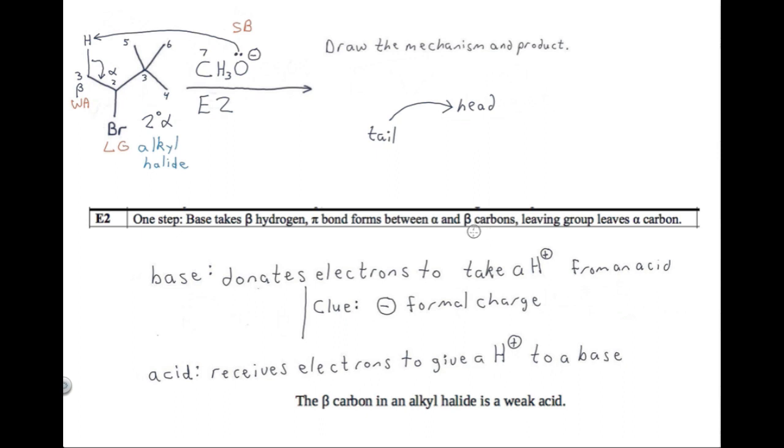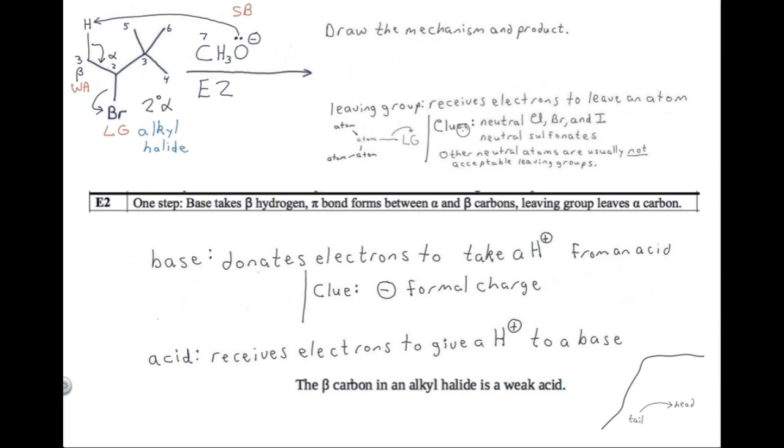And lastly, we need a third electron pushing arrow to show the leaving group leaving the alpha carbon. Do you know how to draw that electron pushing arrow? You probably do. A leaving group receives electrons to leave an atom. So we have to put this leaving group at the head of an electron pushing arrow to show that the leaving group is receiving electrons while it breaks its bond with carbon 2 and leaves carbon 2. From this electron pushing arrow, you can see that a leaving group really does receive electrons while it leaves an atom.